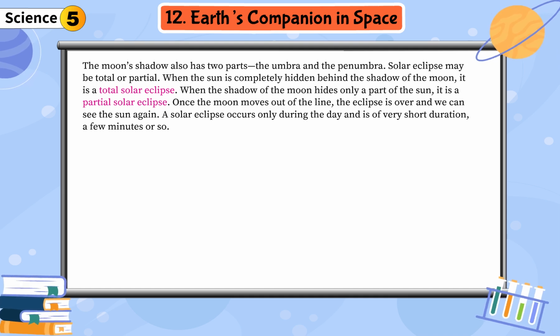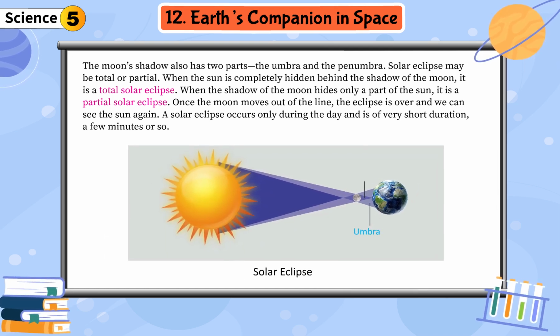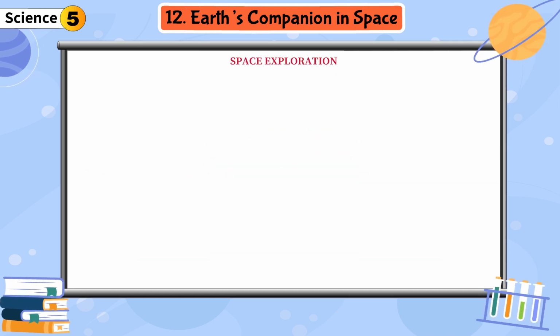Solar eclipse may be total or partial. When the sun is completely hidden behind the shadow of the moon, it is a total solar eclipse. When the shadow of the moon hides only a part of the sun, it is a partial solar eclipse. Once the moon moves out of the line, the eclipse is over and we can see the sun again. A solar eclipse occurs only during the day and is of very short duration, a few minutes or so. Solar eclipse. Umbra. Earth. Moon, penumbra, sun. Space exploration.